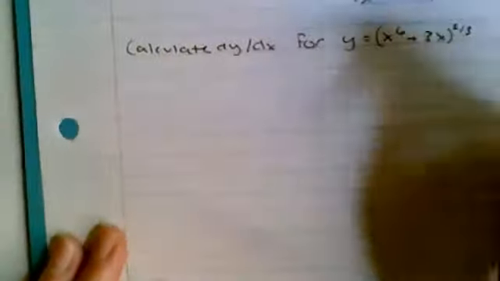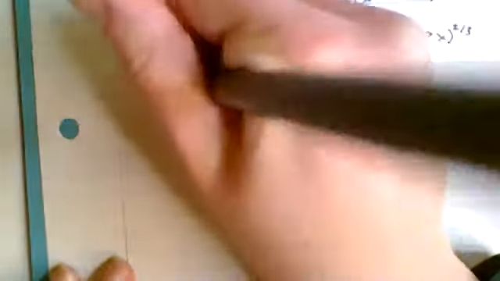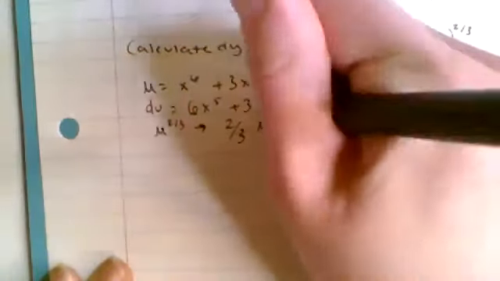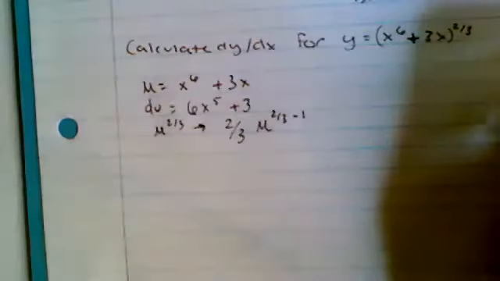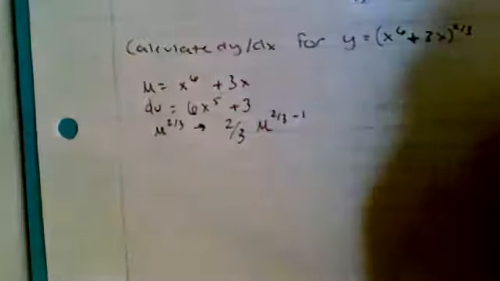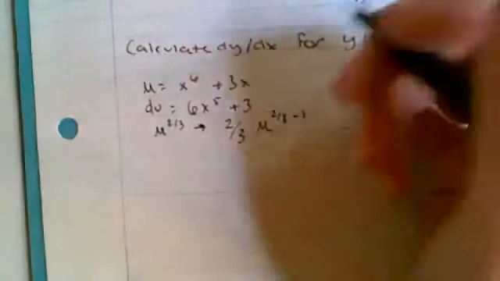So we're going to say that u is x to the 6th plus 3x. The derivative of u is 6x to the 5th plus 3. And then we're going to say that we have u to the 2/3. So I'm going to have 2/3 u, and I'm going to do 2/3 minus 1. If you think about that, 1 is essentially 3/3, so 2/3 minus 1 is going to be negative 1/3.